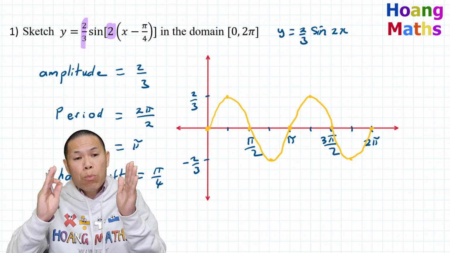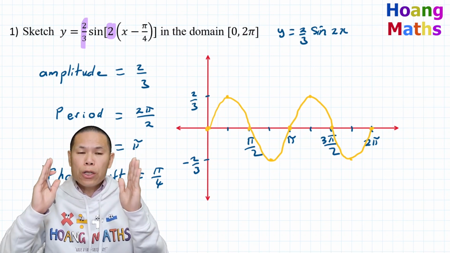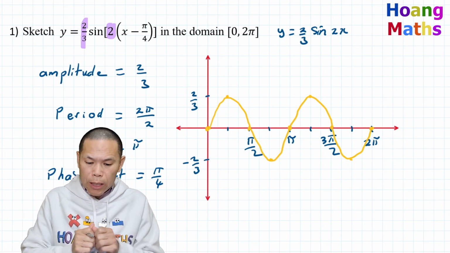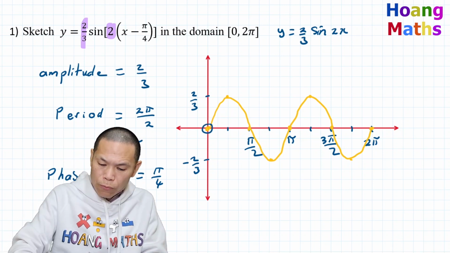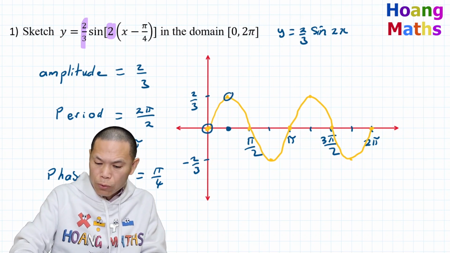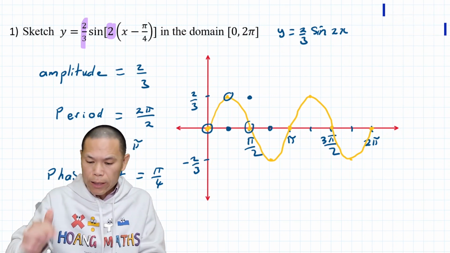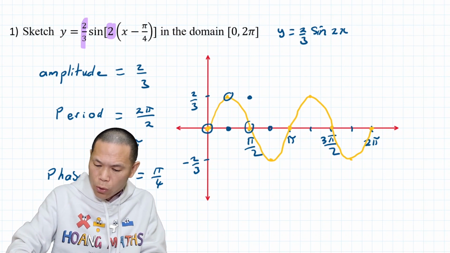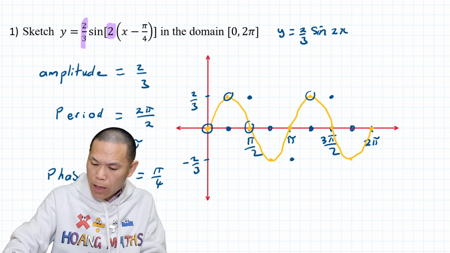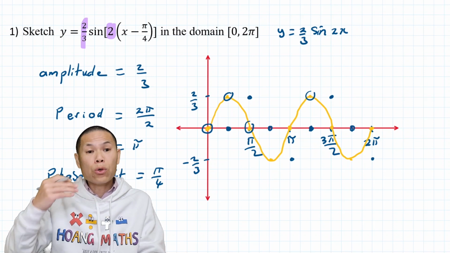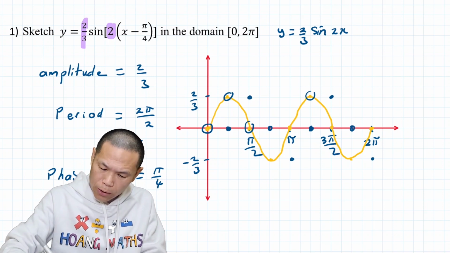But now what happened? We move pi over 4 units to the right. So that means this point here, we move to here. And this point here, we move to here. And this point, we move here. So just remember, we just move pi over 4 units to the right, okay? So it just moves accordingly. So this is here, and here, and this dot is here, and this is here, and just move down here. So now what I do, I just join them together. So it goes like this.